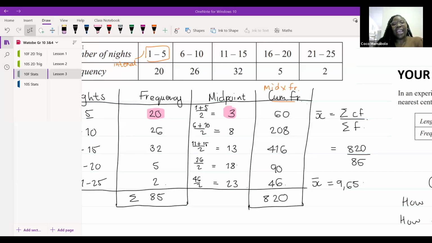Good. Excellent. For those of you saying, ma'am, is it not 10? In this case, no, because you can't have 0.65 of a day. Remember, you're going camping. It just means you're going to come home in the evening. So we can have a particular fraction of a day. Yes, correct, Lwandle. That's exactly what we're doing.